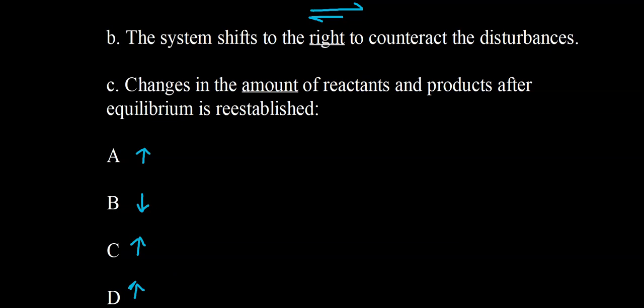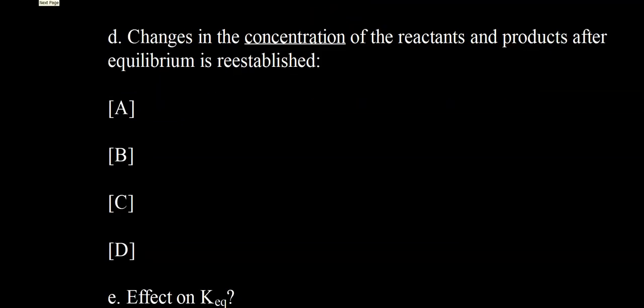How about changes in concentration? When you add A to the container, equilibrium shifts to the right. What effect will that have on the concentrations of each of the substances once equilibrium is reestablished? Well, since the amount of A went up, its concentration will also increase. And because the amount of B went down, its concentration will also go down. The concentration of C, well, its amount went up, so its concentration goes up.